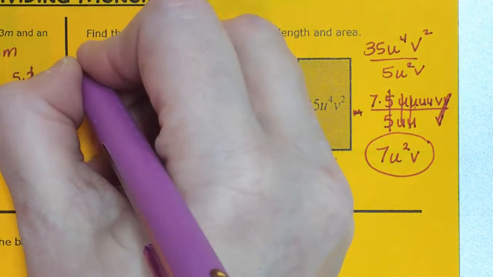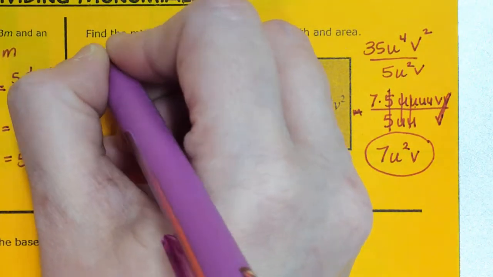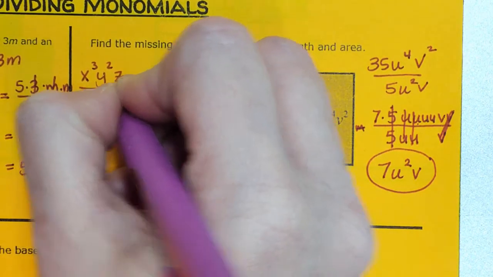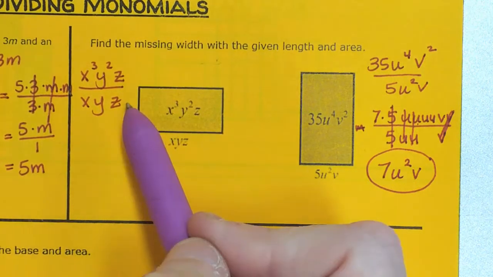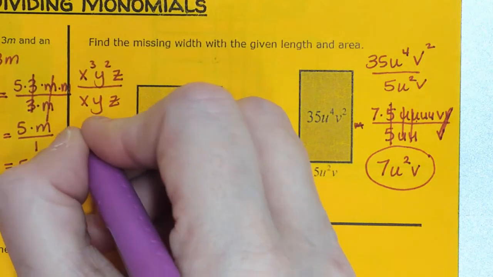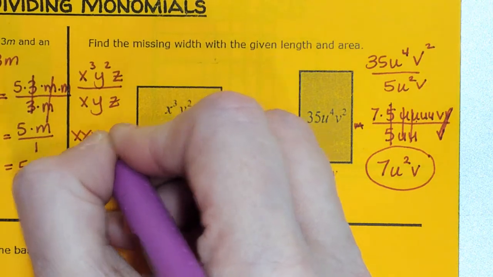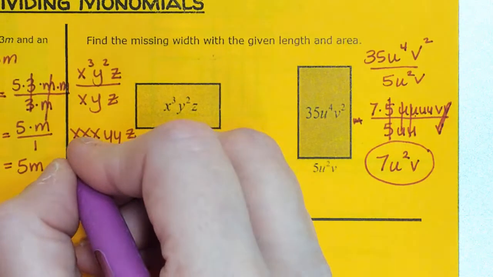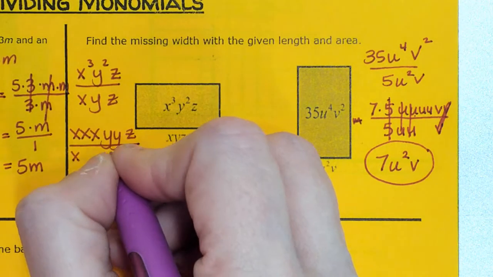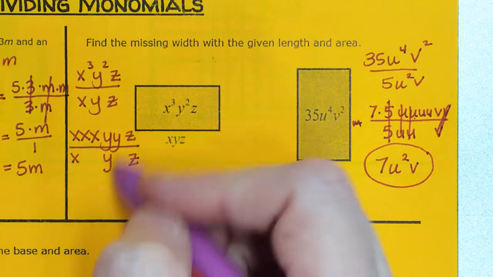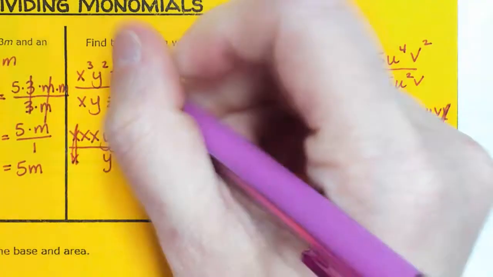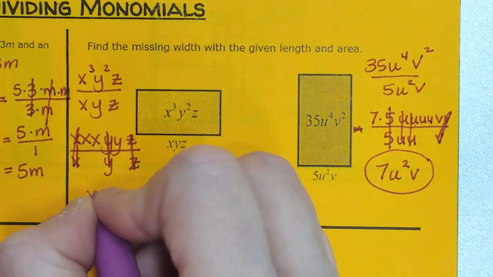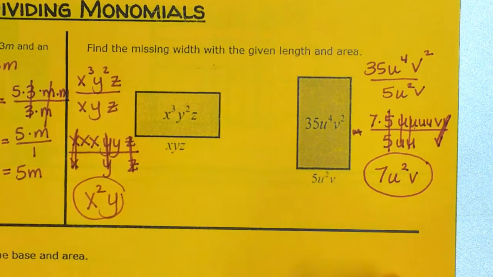All right, so you should have started with x to the third y squared z over x, y, z. So we first write it as a fraction. Then we expand. I have x to the third is x, x, x. Y squared is y, y. There's only one z, so I put that there. On the bottom, I put x, and then I have a y, and I have a z. And again, I'm lining them up so I can cancel. These two x's cancel, those two y's cancel, those two z's cancel. What's left? Well, I have x squared y.